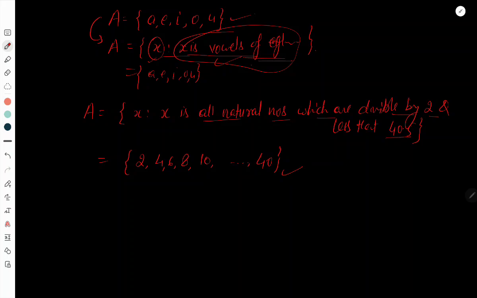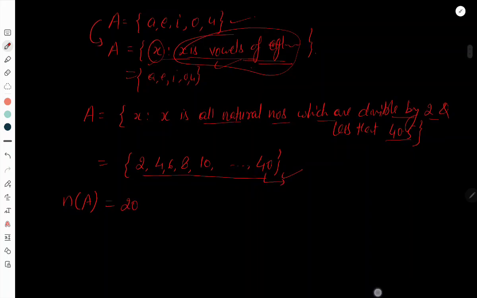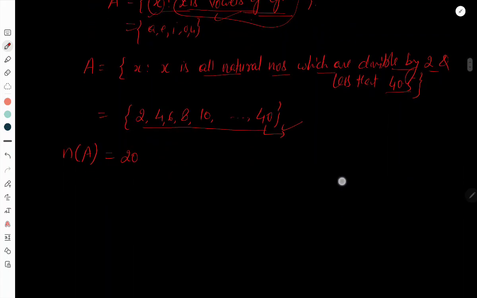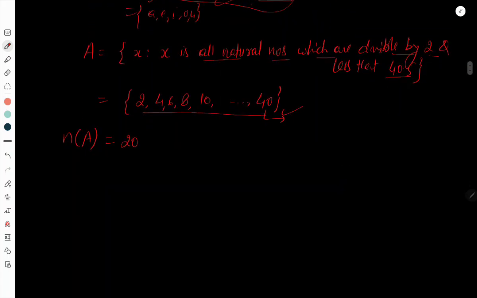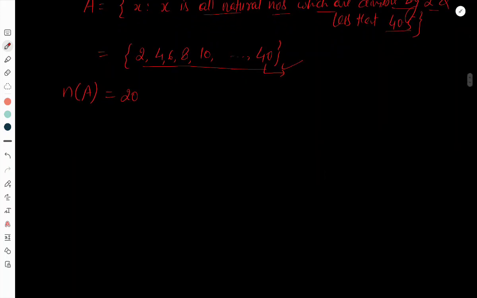These are the numbers. The number of elements in a set is represented by n(A). So n(A) is the number of elements. Let's say in this one you have to count. You can see that the total number of elements is 20. So I think there is no problem for you all. If I write A equals {1, 2, 3}, the number of elements will be 3.